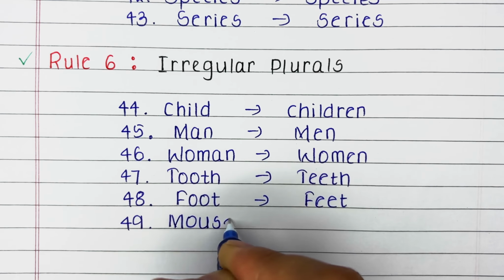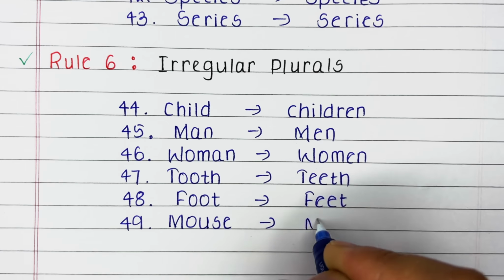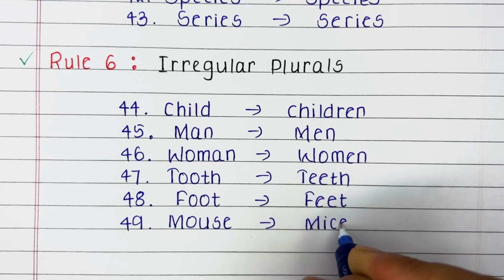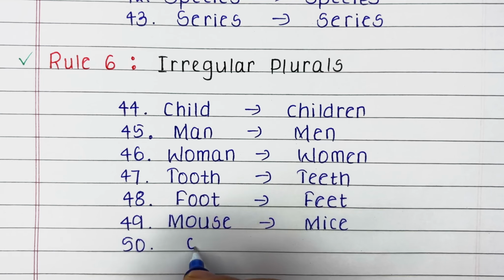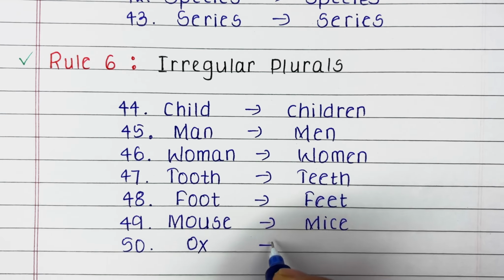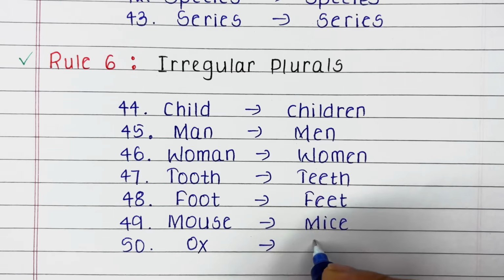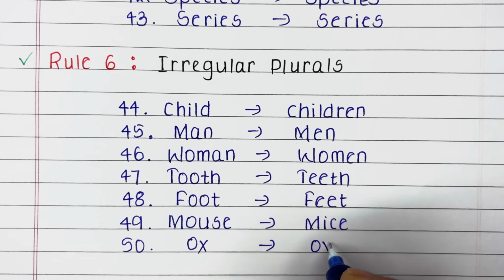Next word is mouse. The plural of mouse is mice. And our very last one, how many of you have heard the word oxen? An ox is a strong working animal and its plural is oxen. Completely different from what you might expect.